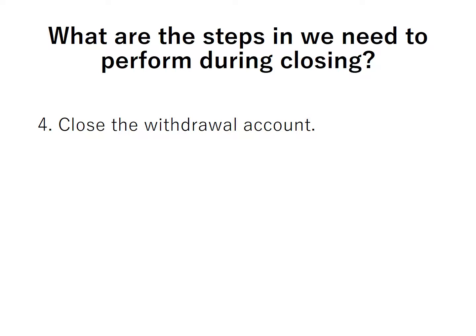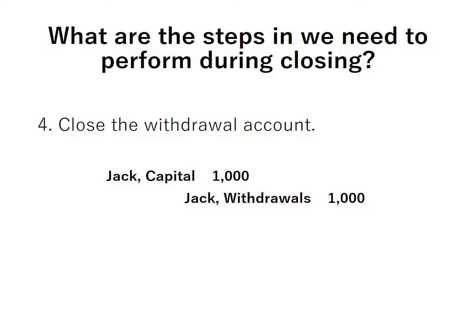The last step in closing is to close the withdrawal account. To close the withdrawal account, we debit Jack Capital 1,000 and credit Jack Withdrawals 1,000. After closing, the balance of all income accounts is 0. The balance of all expense accounts is 0. The balance of Jack withdrawal account is 0 because all their balances have been transferred to Jack capital account.